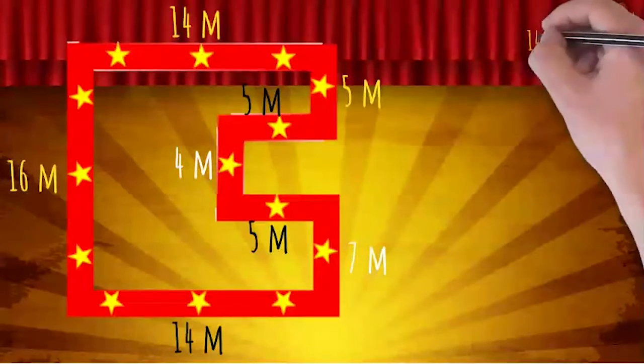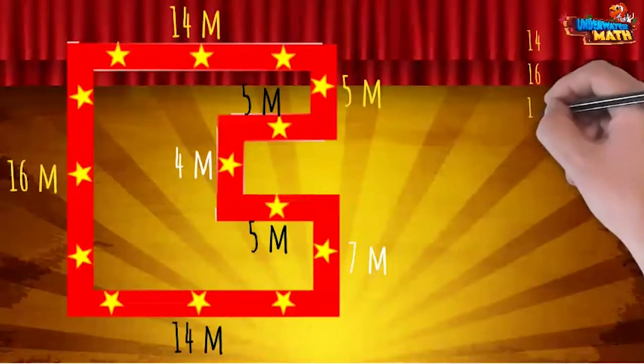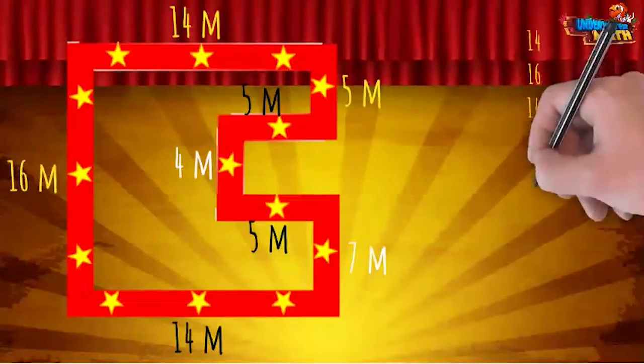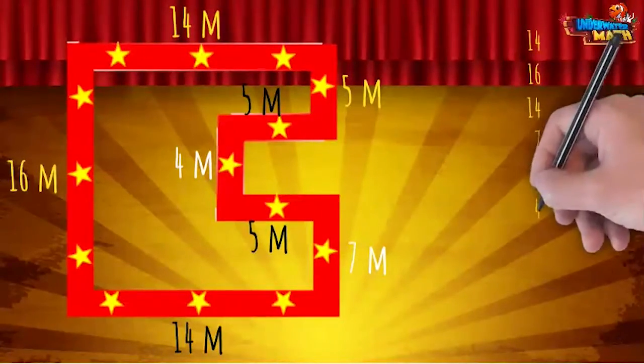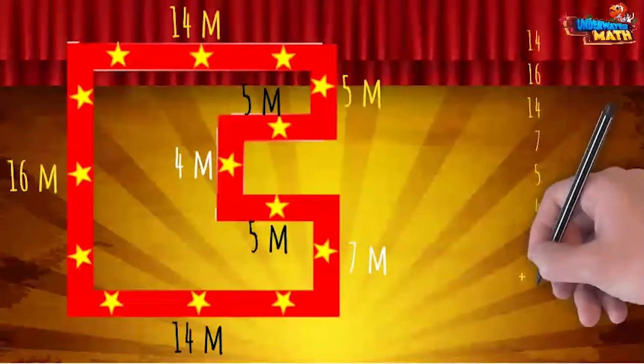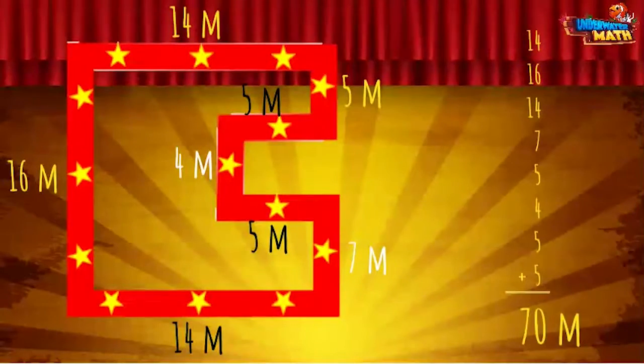I'll start at the top right corner. 14 plus 16 plus 14 plus 7 plus 5 plus 4 plus 5 plus 5 gives me 70 meters.